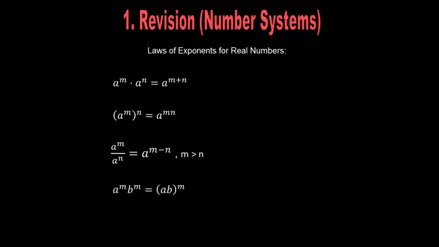A raised to power m into b raised to power m. This can also be written as a into b whole raised to power m. Nth root of a is equal to a raised to power 1 by n. A raised to power m divided by n is equal to nth root of a whole raised to power m.